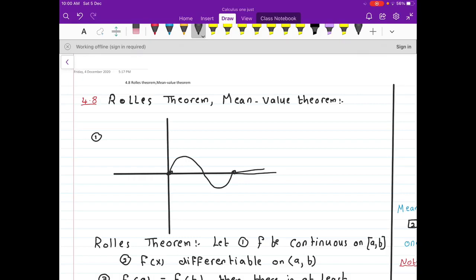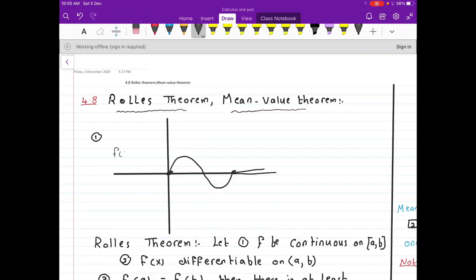In this lecture حنحكي عن أحد الابليكيشن للديريفاتيف اللي هي Rolle's theorem and mean value theorem. بدنا نتعرف ما هي شروط conditions of Rolle's theorem and what do we mean by mean value theorem.